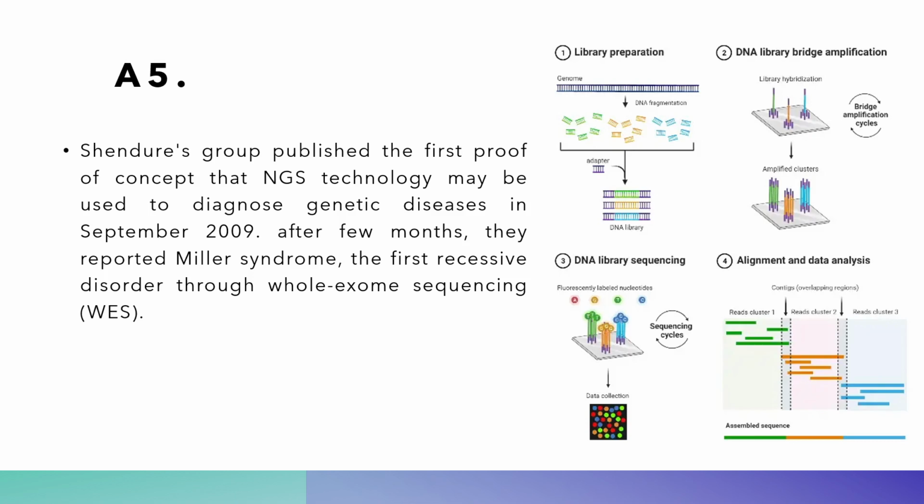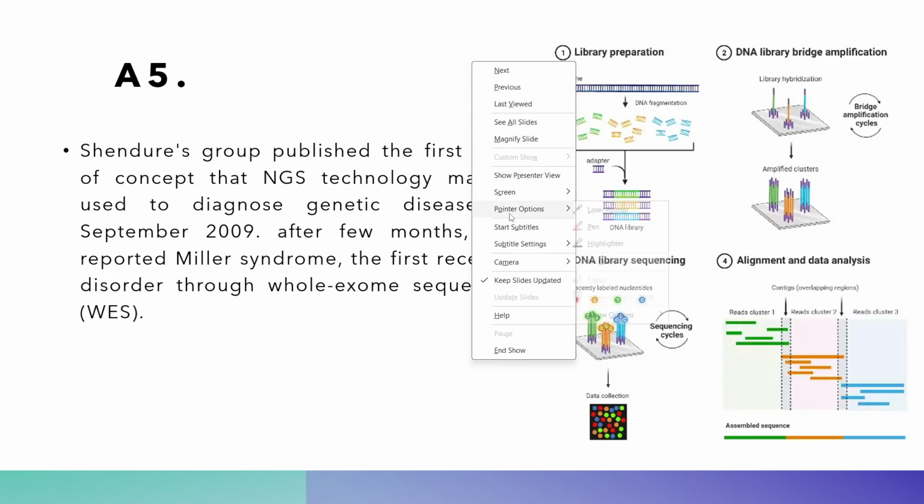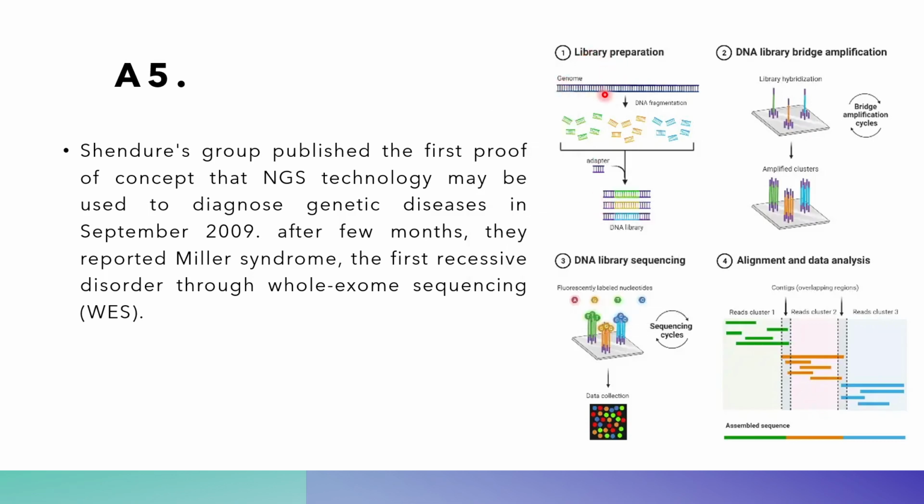So this is the process of next generation sequencing, a schematic representation. You can find the molecular level representation in your lecture slides. The first step of NGS is library preparation. The genome is fragmented, and then adapters are added to make a DNA library. Next is DNA library bridge amplification using different amplification cycles. This is also called the Illumina method of DNA sequencing.